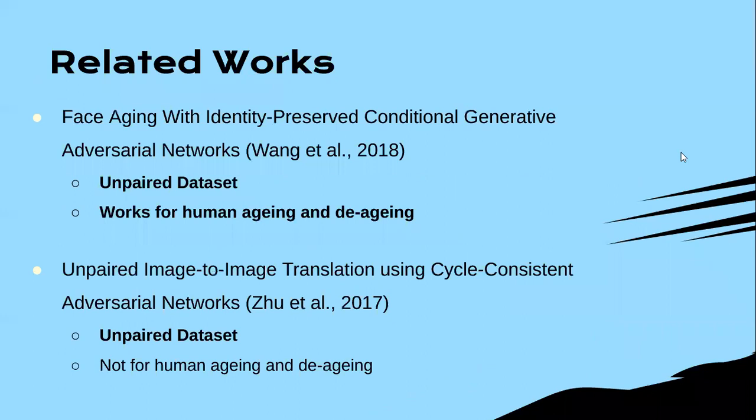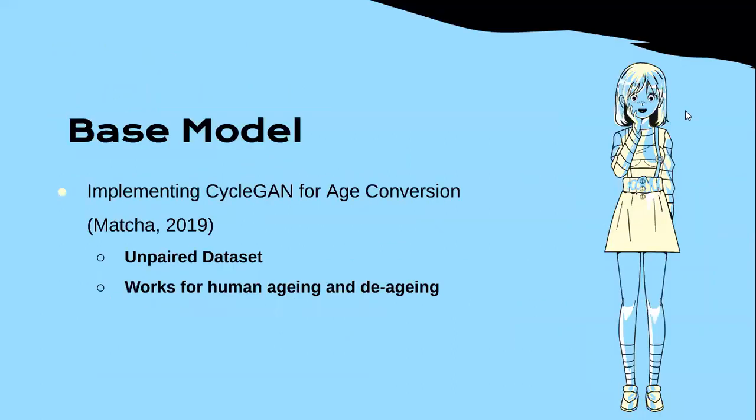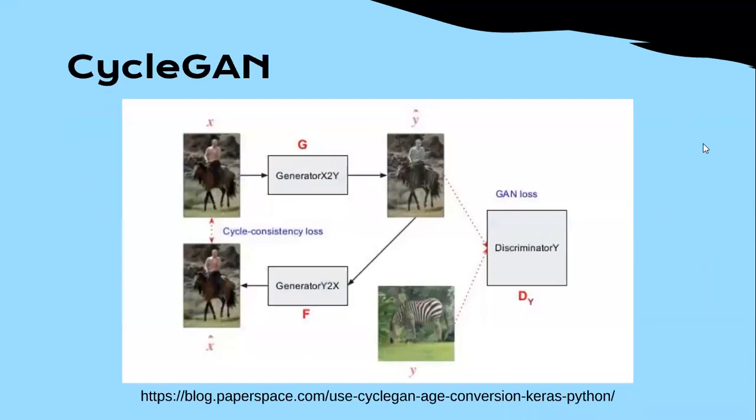So the three papers that we took inspiration from are the Face Aging with Identity-Preserved Conditional Generative Adversarial Networks, which worked on unpaired data set and also works for human aging and de-aging, as I said before. And another one was the Unpaired Image-to-Image Translation. This one worked on unpaired data set, but it did not work for human aging or de-aging, but we also took inspiration from it. However, the main paper that we took inspiration from and based our model on is Implementing CycleGAN for Age Conversion by Matcha. And we based our model on it since it worked for unpaired data set and also worked for human aging and de-aging, which is close to the problem that we are tackling.